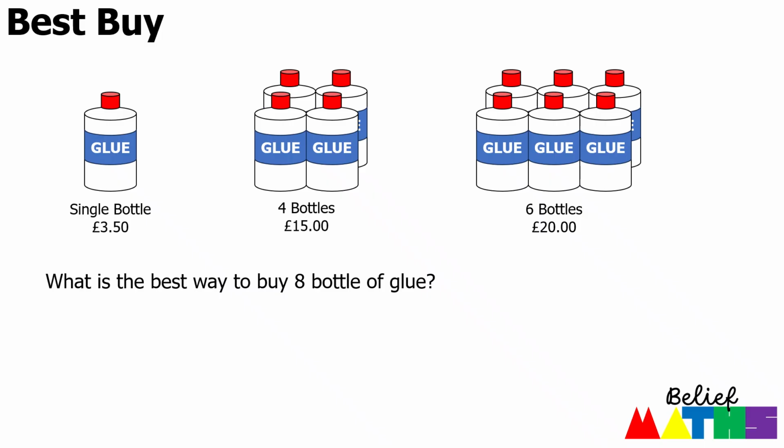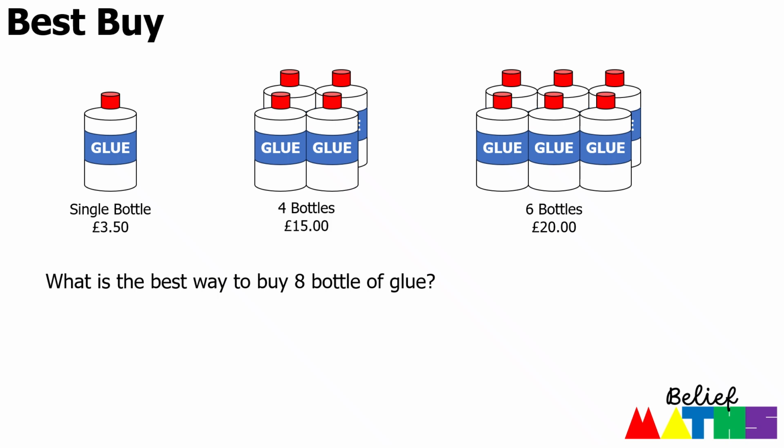Now Best Buy is the next topic that we're going to look at. And they can ask this in one of two ways. They can either ask you to work out which deal is the best value for money, or they can ask you something like this where it asks you to work out the best way to buy a certain number of bottles, so in this case 8 bottles. In either way, we're going to start by finding the unit price for each one.